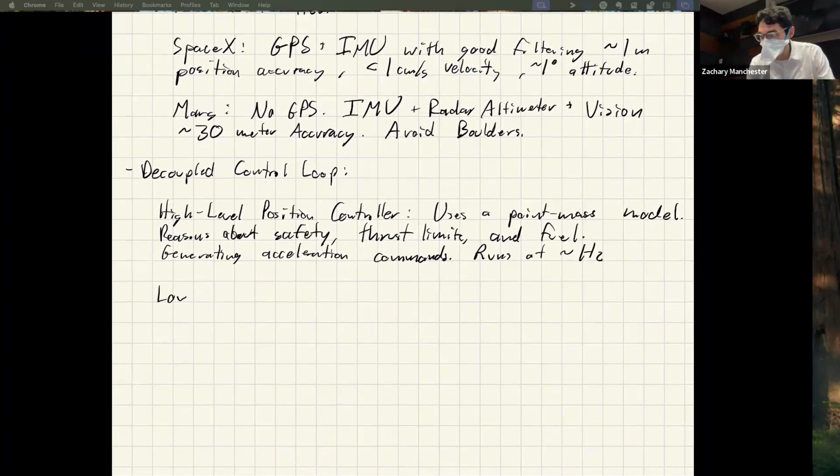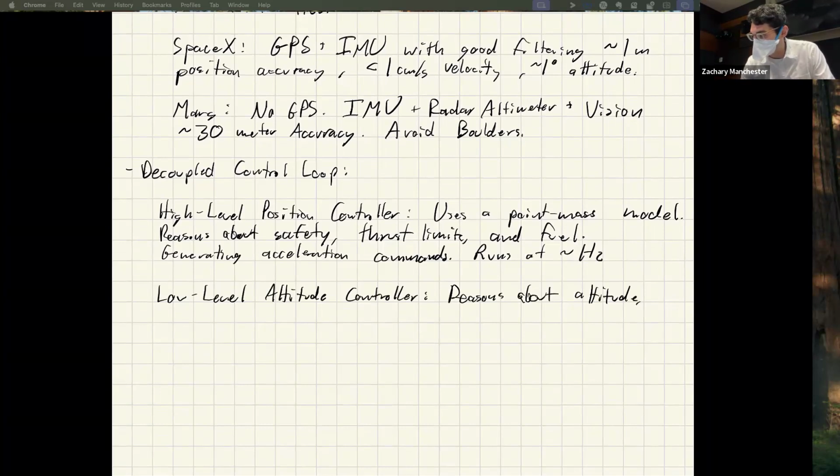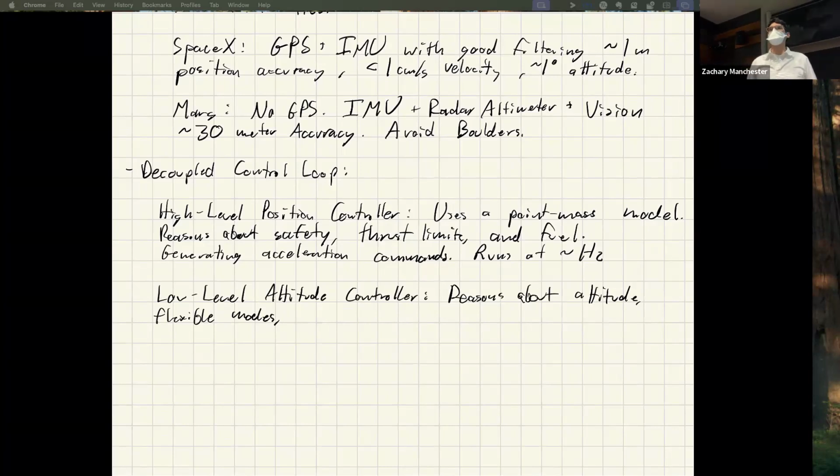And then you have this low-level attitude controller. And this thing is reasoning about your attitude, also flexible dynamics of the rocket. It turns out rockets are actually flexible at the sort of hertz level. Like the lowest bending mode on a rocket can be like a couple hertz. So they're not that stiff, and you actually have to think about this hard in the controller to not shake the rocket apart. Then you've also got fluid slosh.